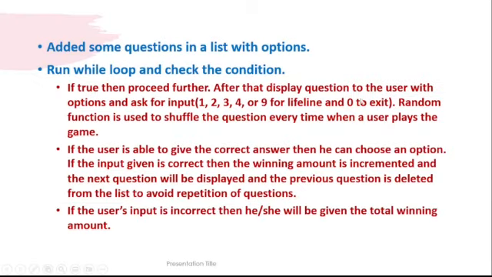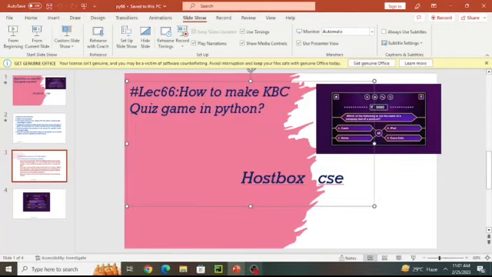Technically we can use a while loop and check the condition, whether the question is properly shown, whether the random function is used to pick the question, and whether the user is able to give the correct answer, and so on. Whenever possible, the user can withdraw or quit the game and come out. This is the general idea. Now let's move on to the other screen for the coding.